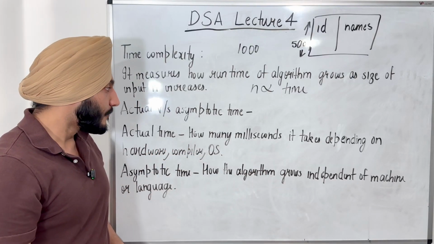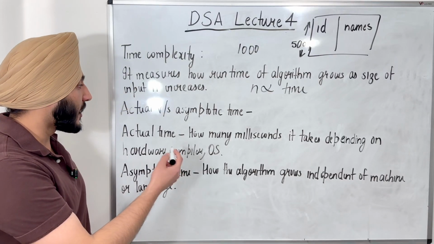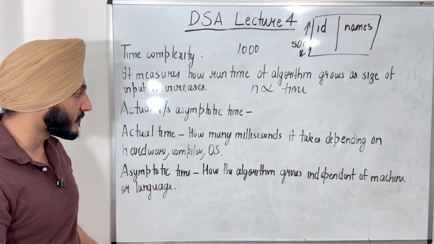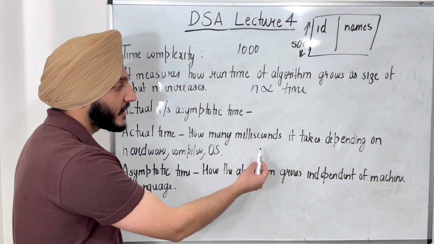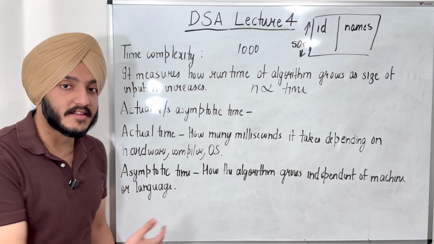So we consider two types of annotations, two types of time: actual versus the asymptotic time. Let's try to understand what this is. Actual time is how many milliseconds it takes depending on the hardware, compilers, and OS. This is just very simple to understand.